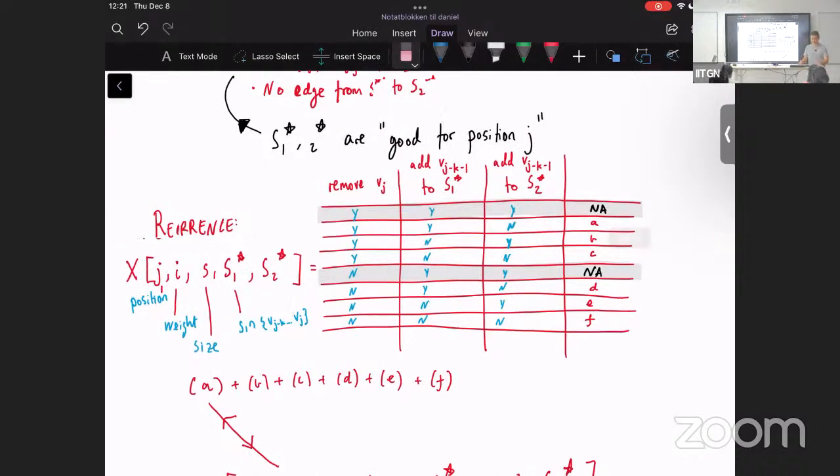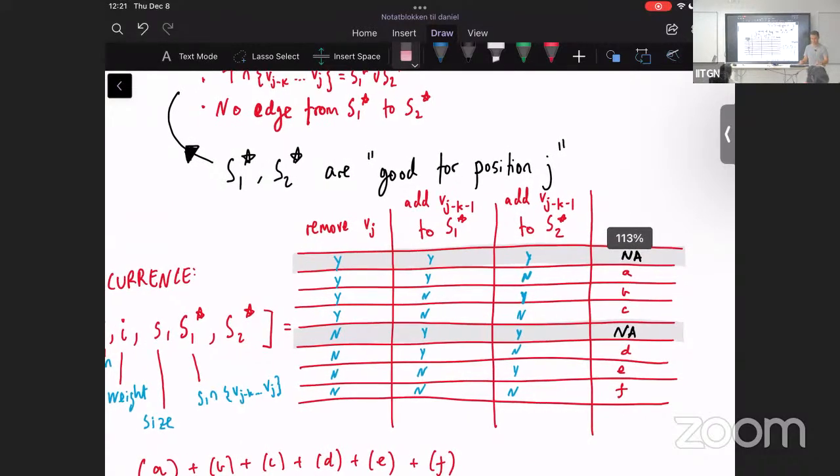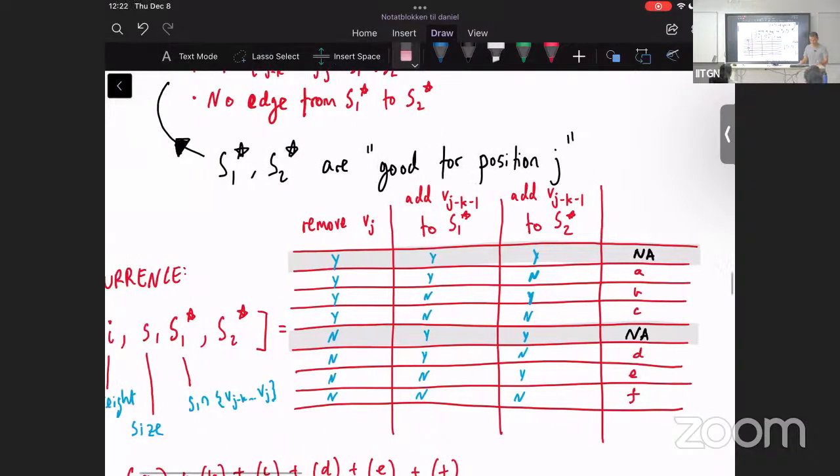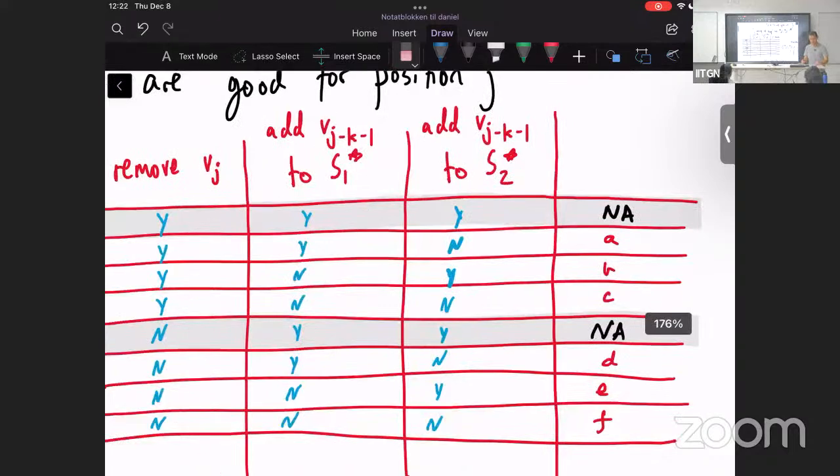Why is the first case not applicable? So the first case means that I should remove Vj from s1 star or s2 star if they're there, and I should add Vj minus k minus 1 both to s1 star and to s2 star. So why is this case not applicable? Because they should be disjoint. Yes, and similarly, the same reason the 5th case is not applicable. Yes. Now, what is the recurrence for the first case?